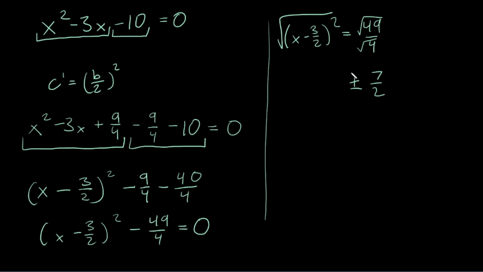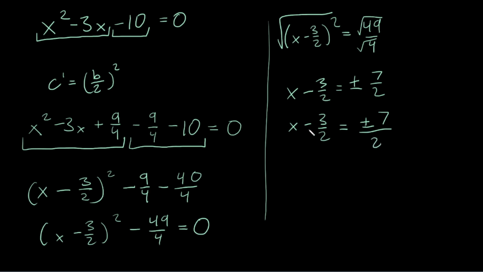Now the reason I say plus or minus is because we're not in the context of radicals anymore. So when we have a square root, we can have both a positive or a negative square root. Now this is going to equal x minus 3 over 2. So I'll simplify this just to make it cleaner to do x minus 3 over 2 is equal to plus or minus 7 over 2.